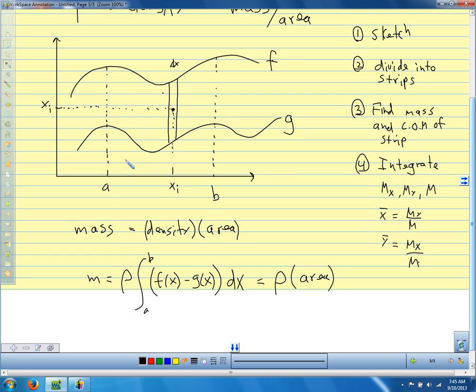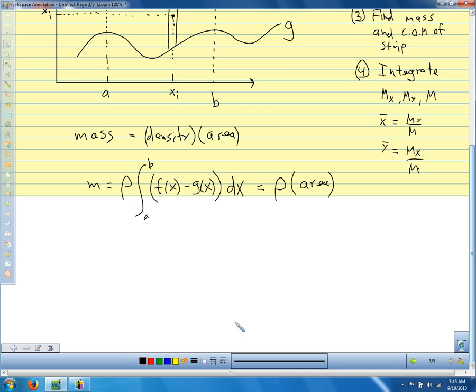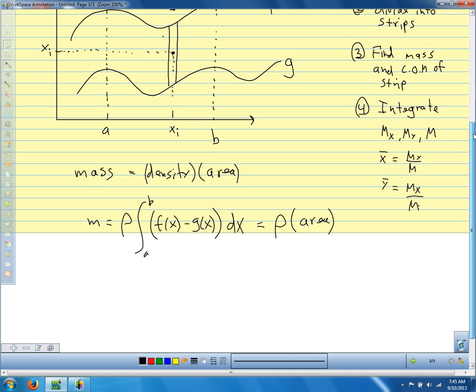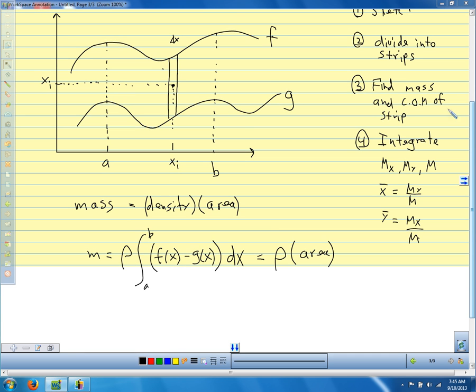So, if we're concentrating the mass of this rectangle at the center of the rectangle, we want to find the, let's do the easy one first. We want to find the moment about the y-axis.